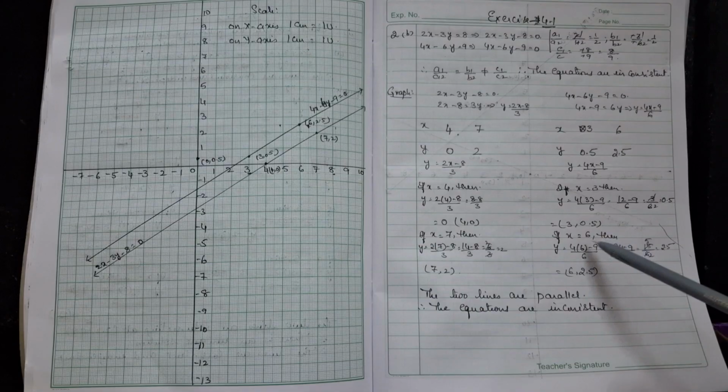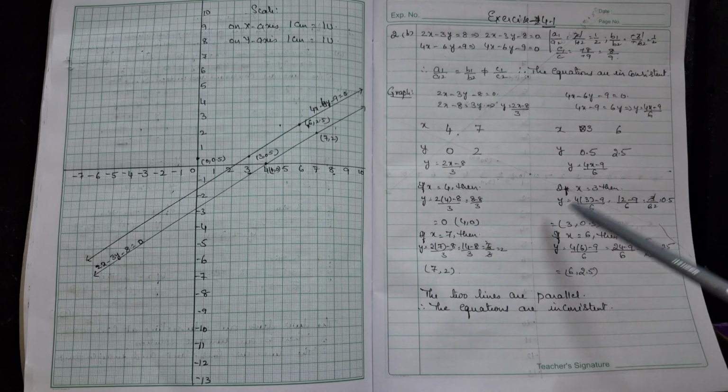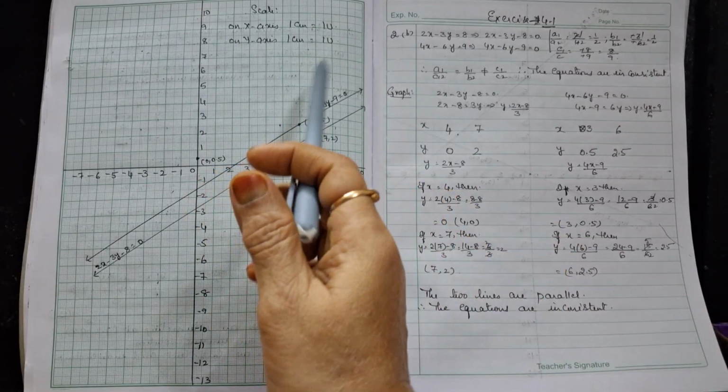Then if x is equal to 6, y is (4 into 6 minus 9) by 6, 24 minus 9 by 6, that is 15 by 6, that is 5 by 2, which is 2.5. So (6, 2.5) for the second equation. So I have plotted those equations here in the graph, children.